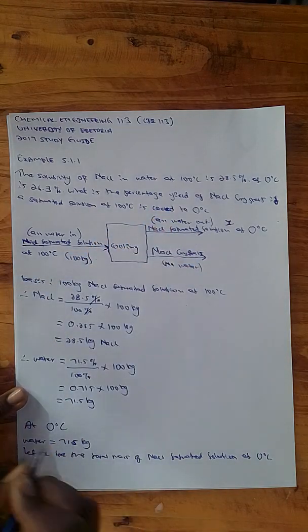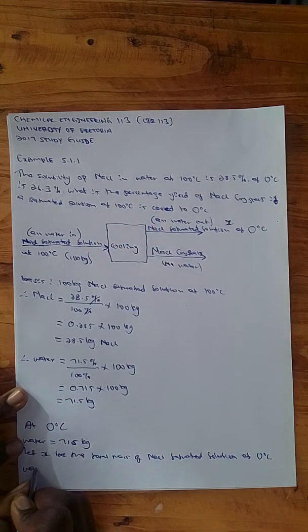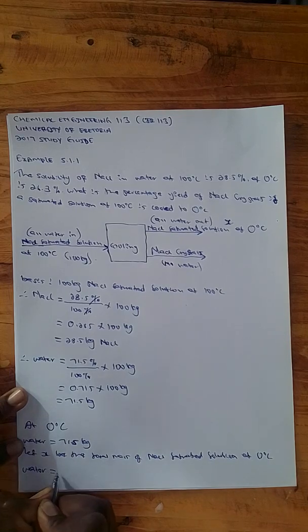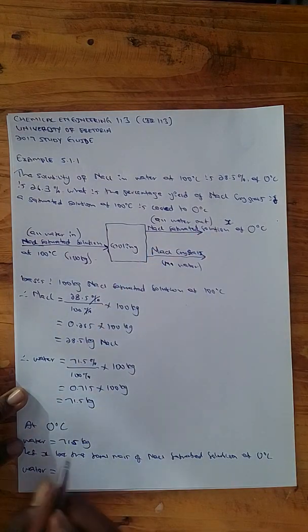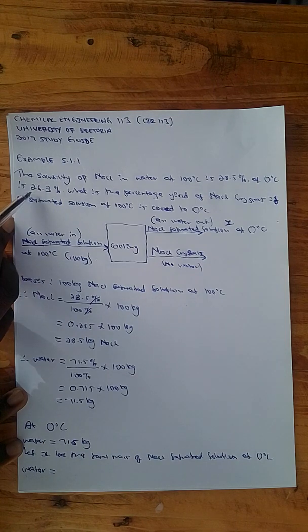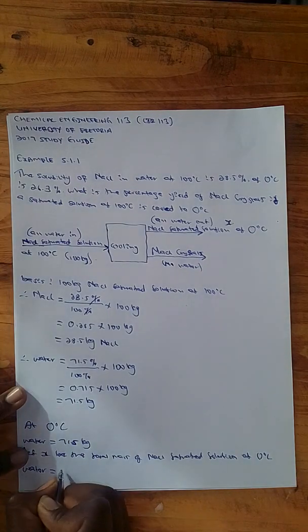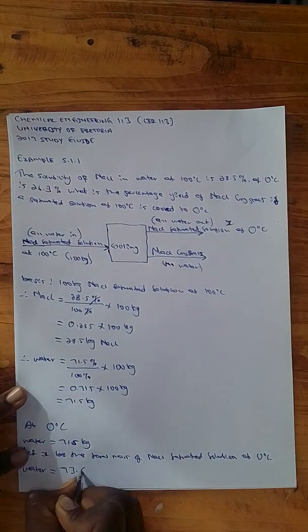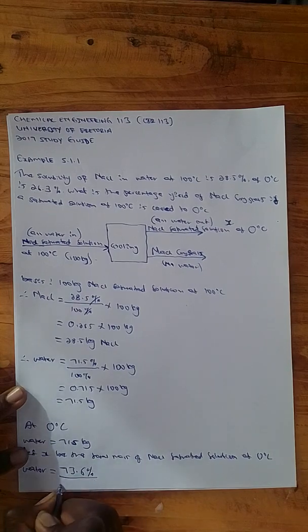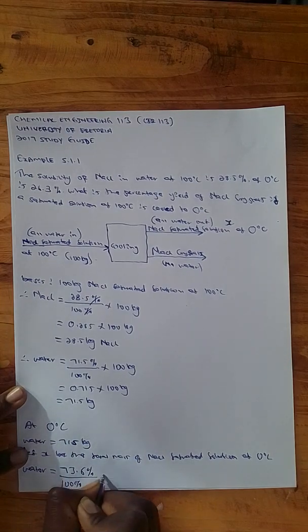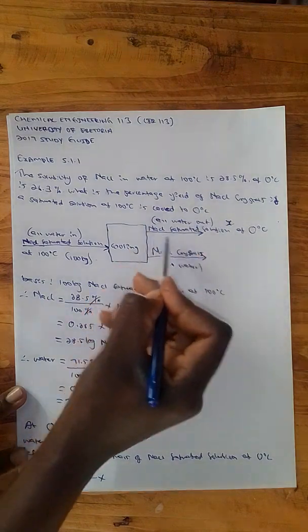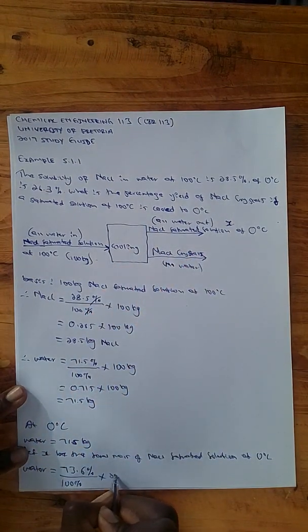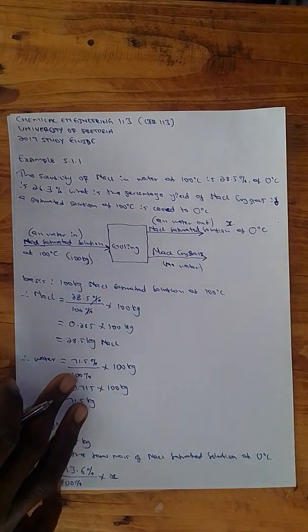Let's start with water. Water equals, we know that if sodium chloride is 26.3, water is actually 100 minus 26.3, which is 73.6. So it becomes 73.6% over 100% multiplied by the total amount here, which is X. Let me get a blank page so we can continue.